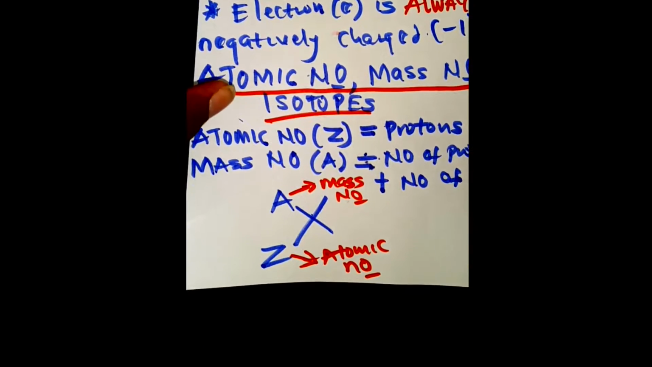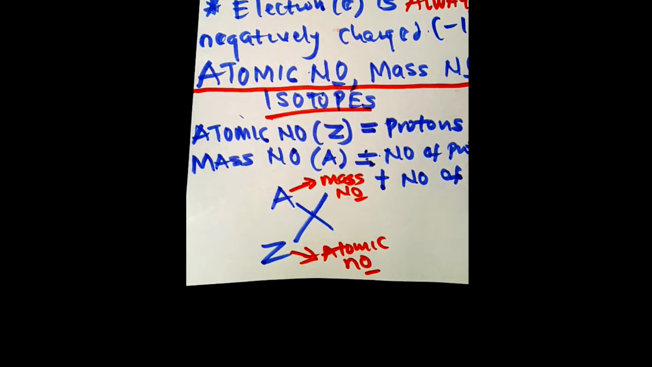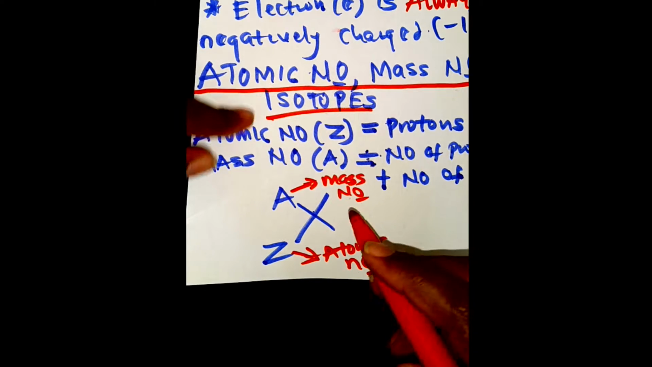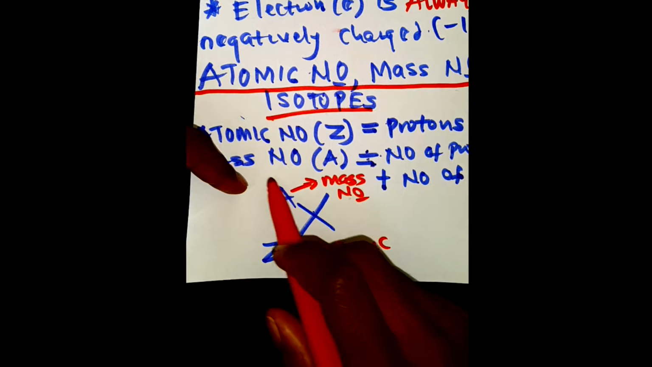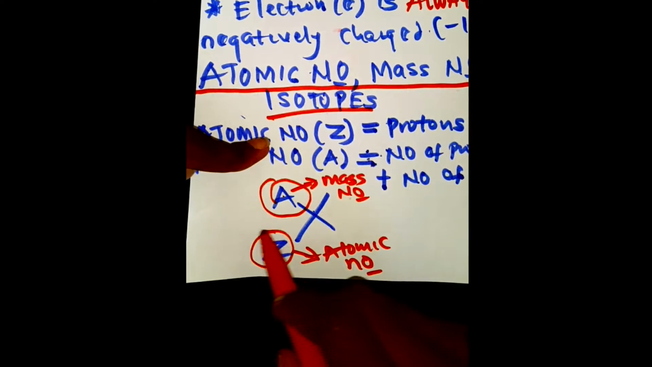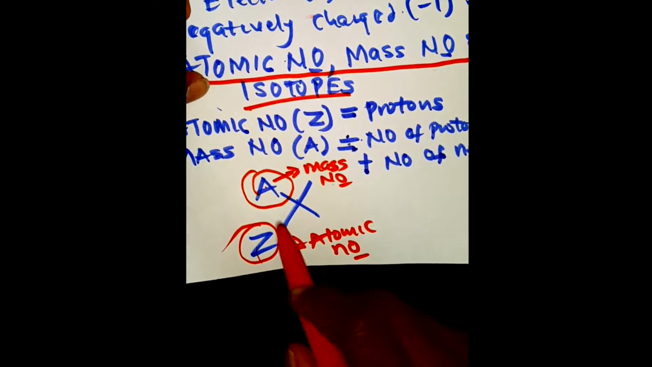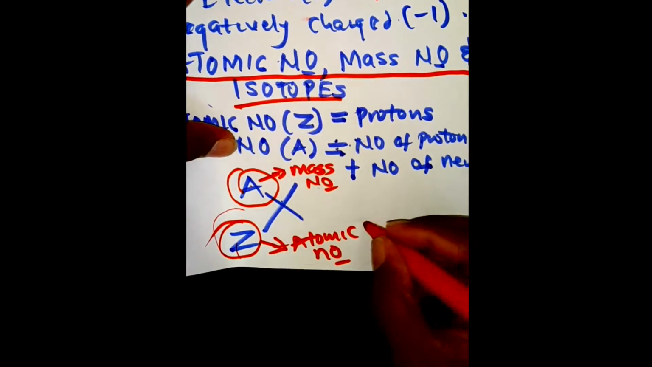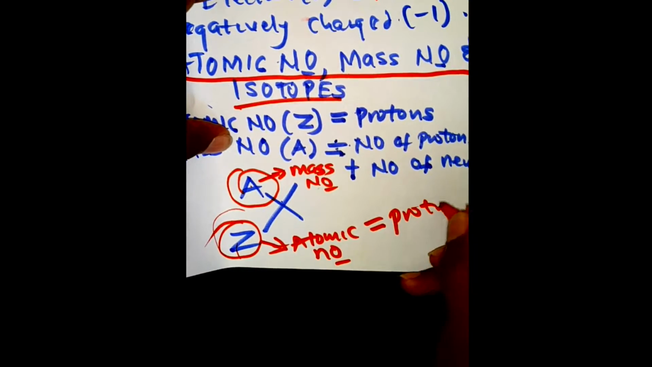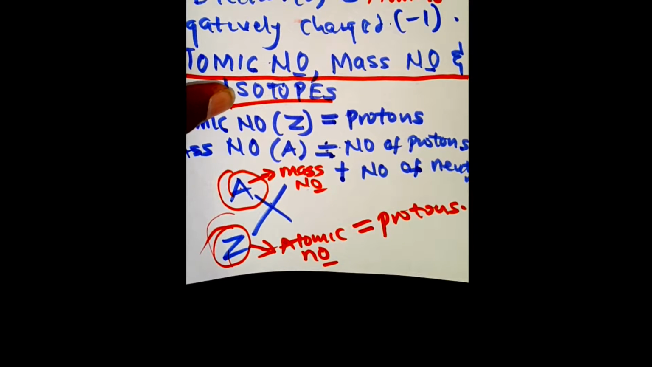So you have to have this in mind whenever you see something, even if it is chlorine, sulfate or anything you see, that anything that is here is always the mass number. Anything you see here is always the atomic number, which is equal to protons. So this Z is the atomic number and is also equal to protons. You have to have this in mind.